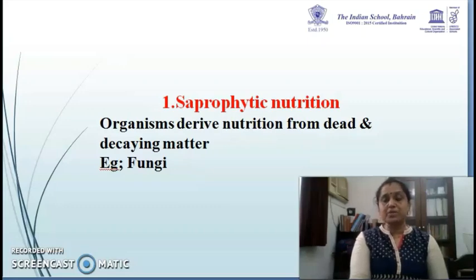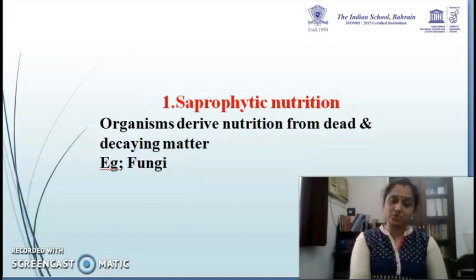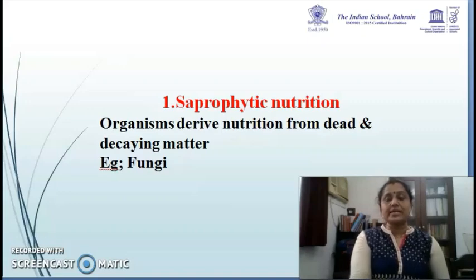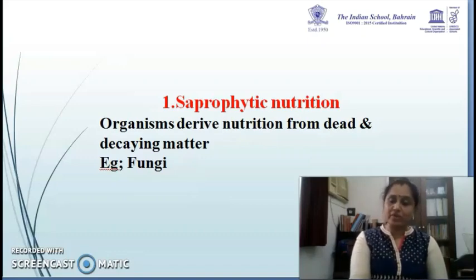You would have seen bread mold, that means the molds that grow on stale bread or pickle. Because of this, you often know that dead and decaying plants and animals are the sites for fungal growth because fungus derives its nutrition from dead and decaying matter. This way of getting nutrition from dead and decaying matter is called saprophytic nutrition. Examples are bread mold, yeast, mushroom, and so on.